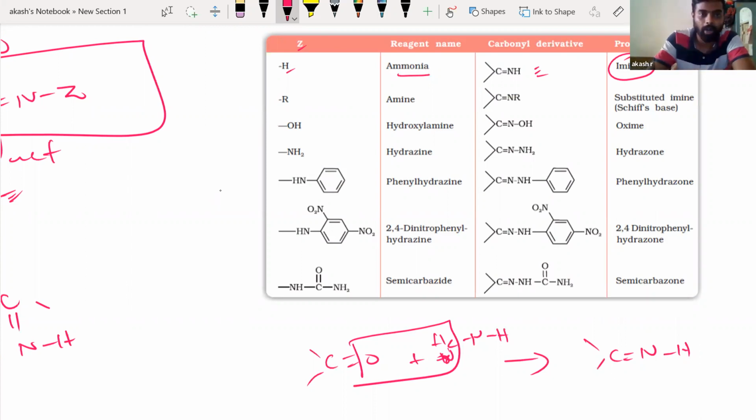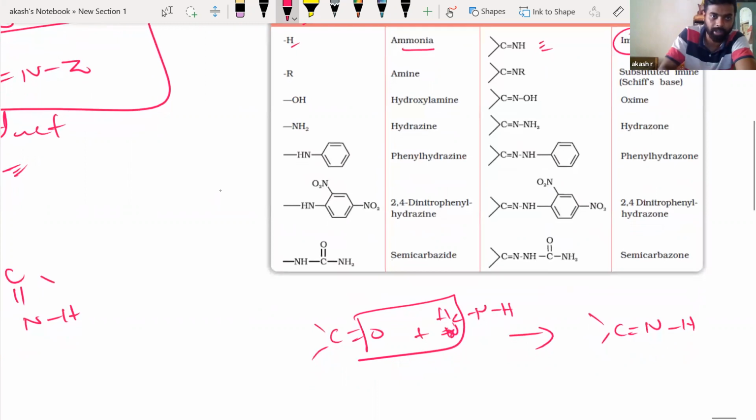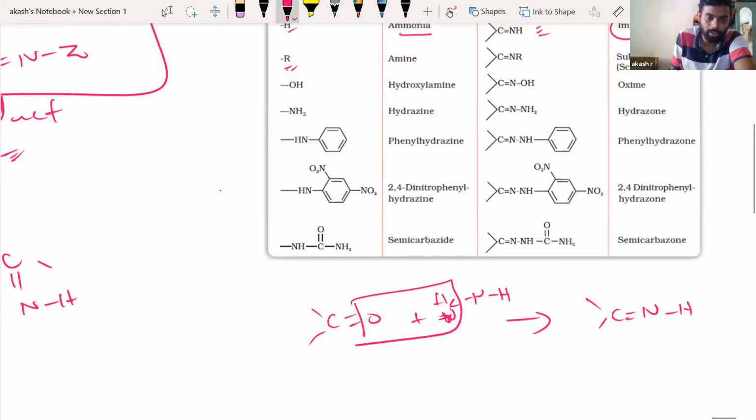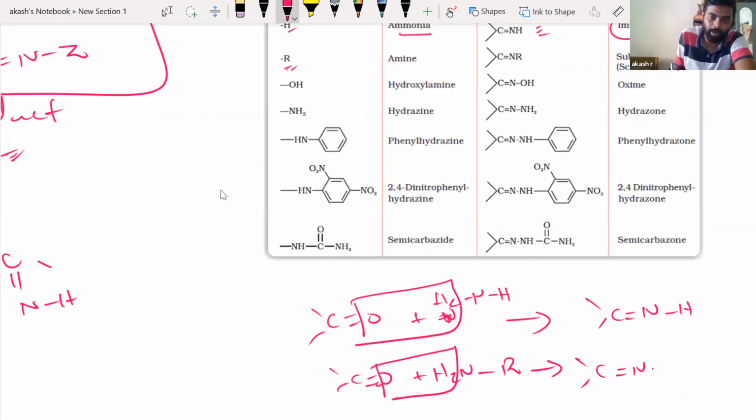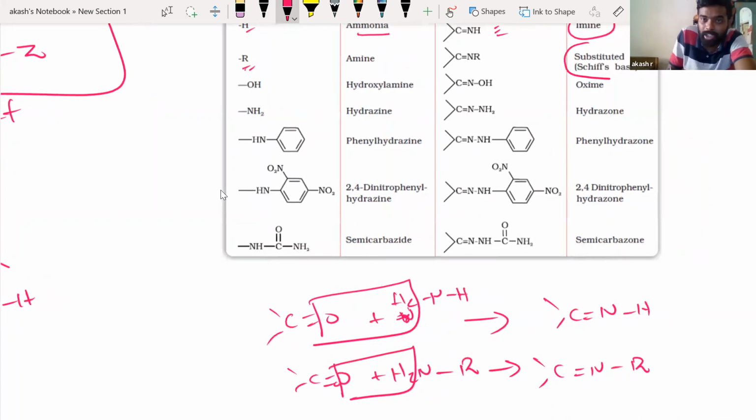Now, if the Z is R, that means I'm talking about the second one. If the Z is R, we have this C double bond O, and we are going to make it react with NH2R. Again, the same thing. We are going to have C double bond N R, and these kinds of compounds are what are called substituted imines.